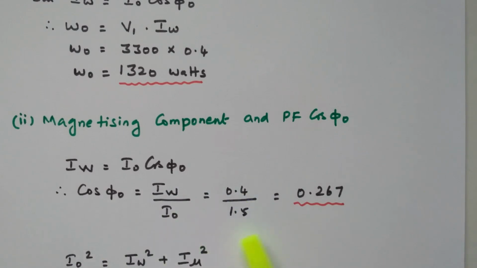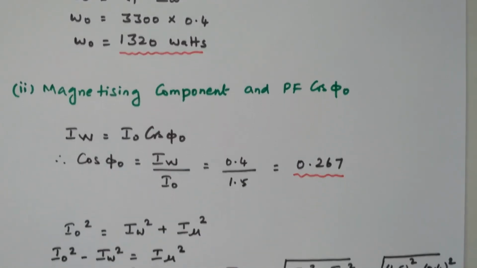The no load input current is 1.5. So by simplifying, what we got, 0.267. The cos phi naught, the angle between current and voltage. This is phi naught, the angle between current and voltage. The cos phi naught value, what we got, 0.267.